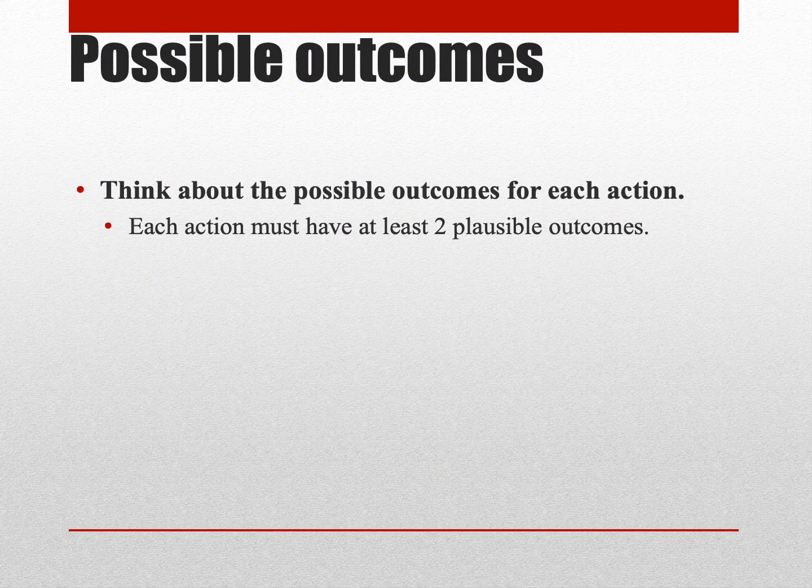Step 2 is to think about the possible outcomes for each action. Each action must have at least 2 plausible outcomes. Back to our tornado example, let's say that our person has 3 possible outcomes for staying in the living room. 1, that they experience no damage and the storm passes. 2, no injuries to people, but the house suffers damages of $10,000 and insurance covers $7,000. And 3, worst case scenario, somebody dies and the house is demolished.